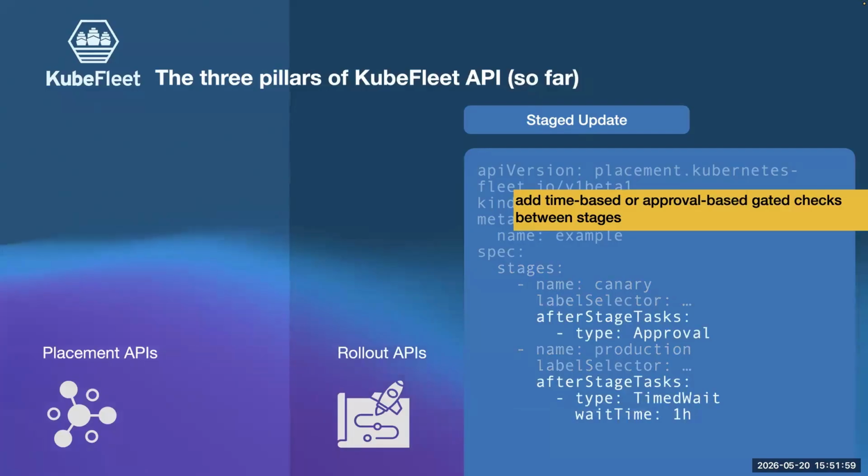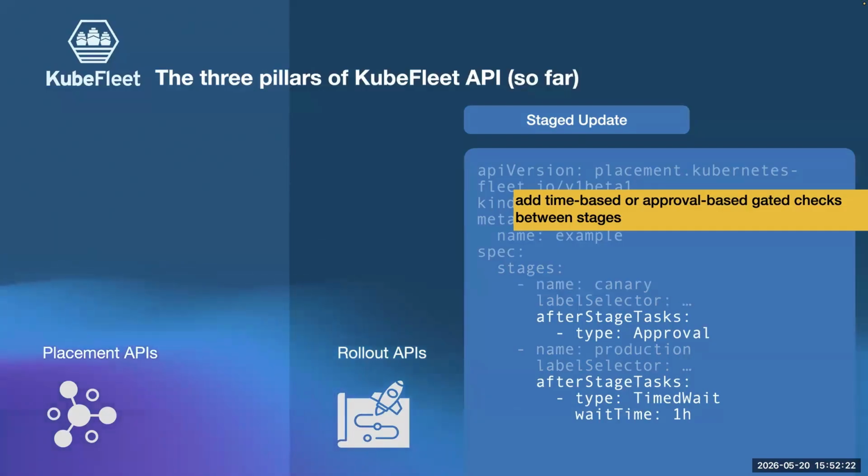The API also allows developers to add time-based or approval-based gated checks between stages. So as you can see on the API, right after the canary stage, KubeFleet will ask developers for an approval before it can move on to the production stage. This gives the dev team a little bit more opportunity to do, say, additional checkups or validation tasks before rolling out to a greater scale.